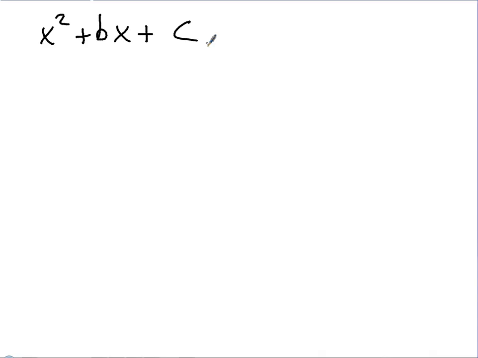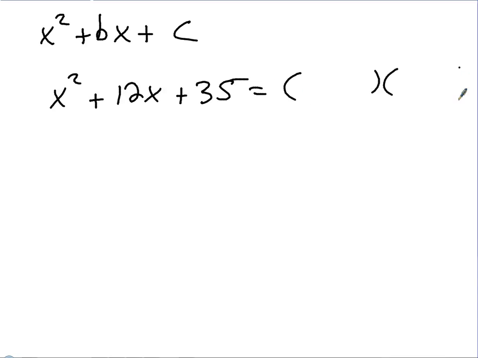So let's look at all the different cases we could, where b is positive, c is positive, maybe b is negative, c is positive, etc. I'm going to give you an example here. Let's take x squared plus 12x plus 35. Now, if I want to factor this, I want to break it apart into a product of 2 factors, I can already start with my template there. I know it's going to look something like that.